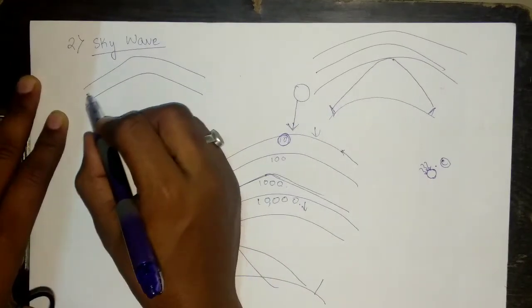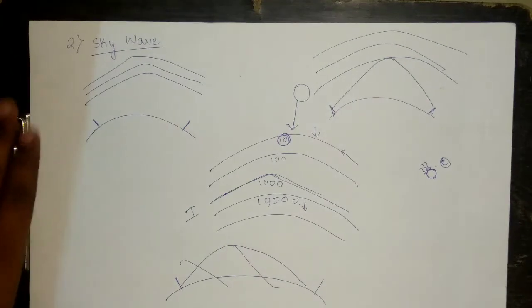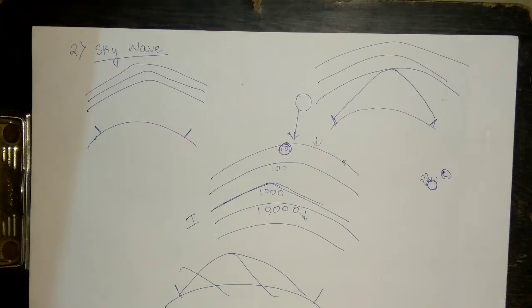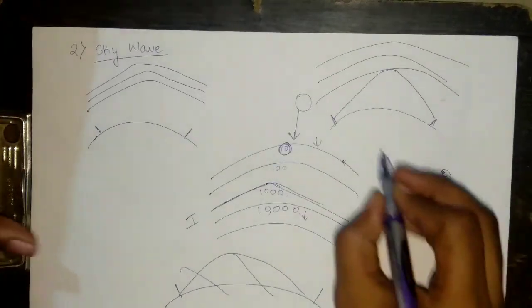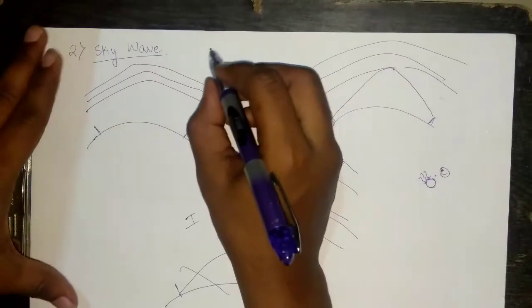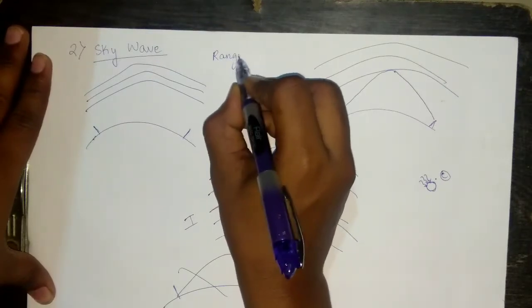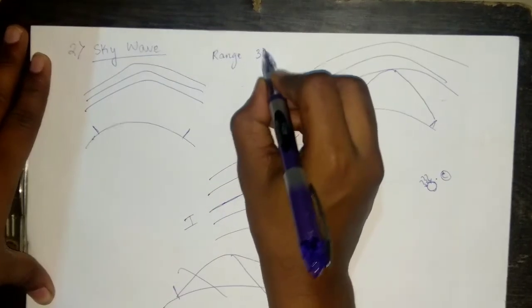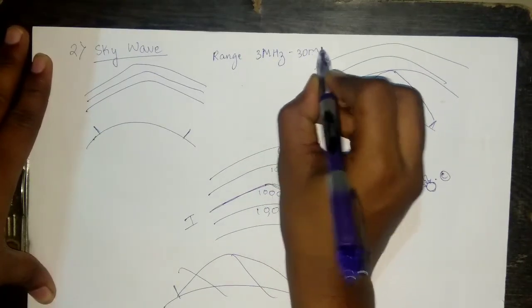The ionosphere is subdivided into other types of layers within it. Now you should firstly know the range. What is the range for sky wave propagation? The range is from 3 megahertz to 30 megahertz.